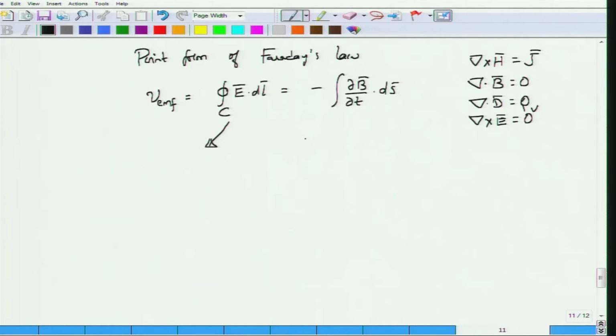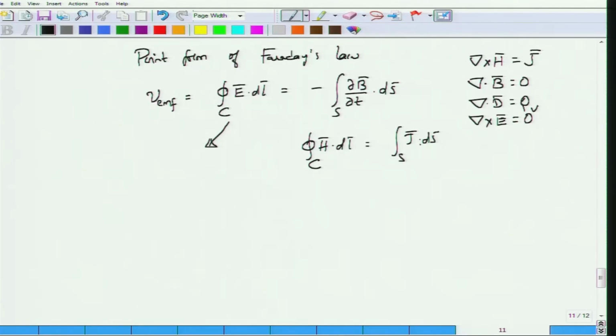I will not develop this in the detail that we developed it for the magnetic field. Okay. We will go by the analogy between these two equations. In these two equations, the left hand side is a closed line integral of a corresponding vector quantity and the right hand side is an open surface integral. Okay.